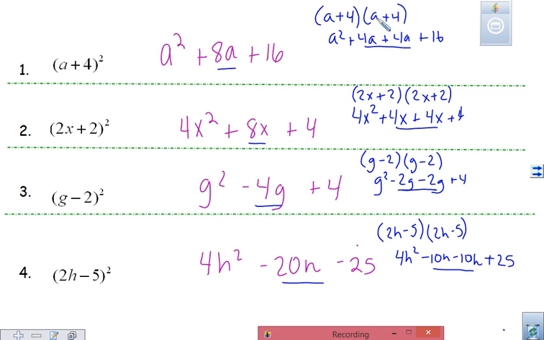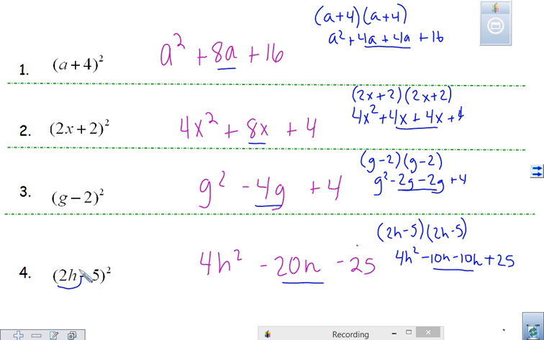Looking at number 1, my insides and my outsides give me 4a and 4a for 8a. Number 2, my insides and outsides give me 4x and 4x, so that gives me an 8x. My first and my last are common in all of our patterns today. Number 3, insides and outsides are going to give me a negative 2 and a negative 2 for negative 4g.